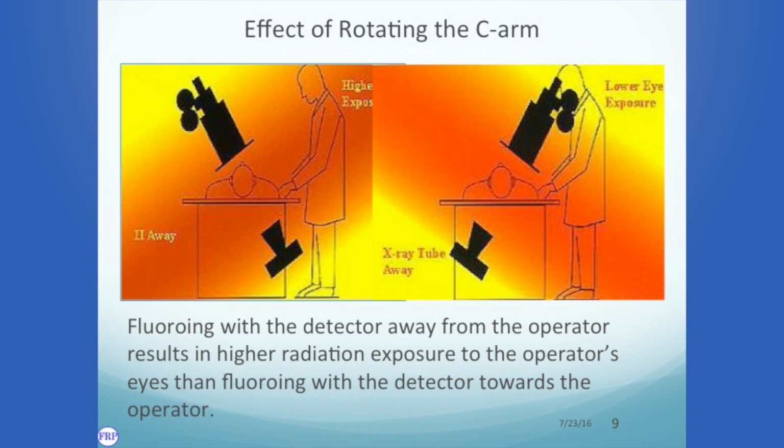On this particular illustration, what I wanted to show you is this: if you have to stand by the side of a table and do something under fluoro, it's better to make sure that the II is closest to you and the tube underneath the table, which is where it belongs, is actually away from you and pointing towards the II. And what this does is it keeps the majority of scatter radiation going towards the floor in your feet versus your eyes.